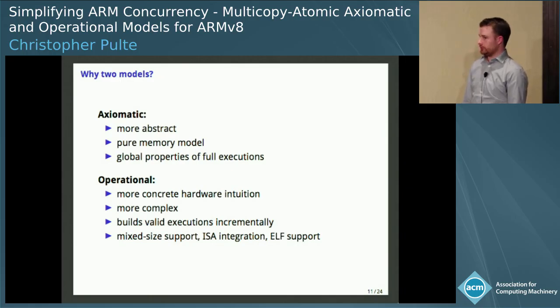But part of this complexity is also due to the fact that the operational model handles more features than the axiomatic one does. It supports mixed-size concurrency, is integrated with a fairly extensive ISA model, and talks about the semantics of actual ELF binaries rather than only litmus tests. And where this axiomatic model gives you these global properties of full executions, the operational model computes incrementally. So it incrementally builds legal executions and offers you induction on traces.